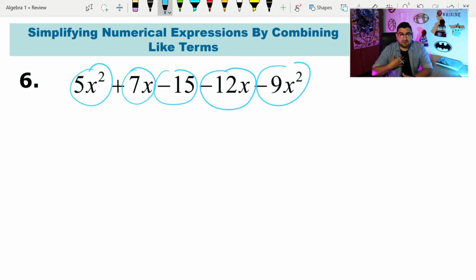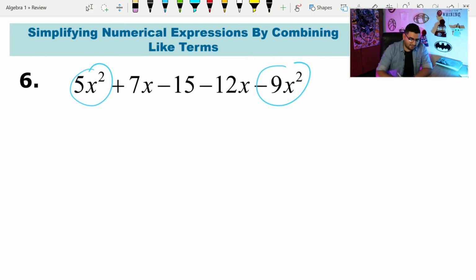I personally like to rule out everything that's not a like term, so I can tell right away that this constant is by itself. It's not going to change, it's not going to combine with anything else. Next, I try to partner up the other ones. So I can tell that the two on the outside, because those both have an x squared, both of them are matching. These two are like terms because they both have the same variable raised to the same power. Both of them have x squared.